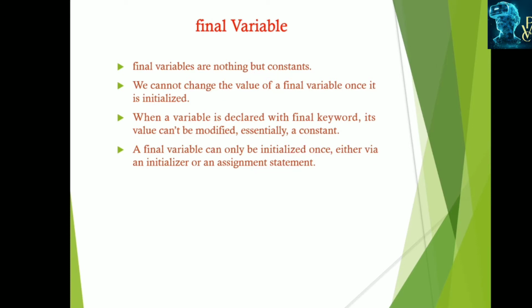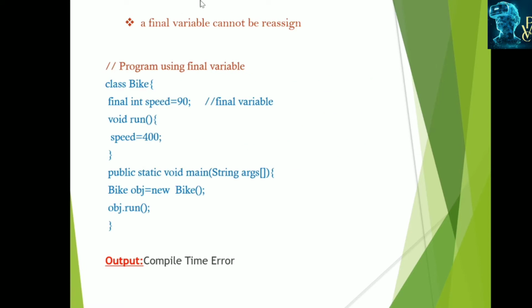So this is the example. A final variable cannot be reassigned, means once we initialize it with a value, those cannot be changed. For example, here we created one class, that is the Bike class, which has the variable speed, which is declared as an integer and declared with the final keyword. So this becomes the final variable. So here speed is the final variable.